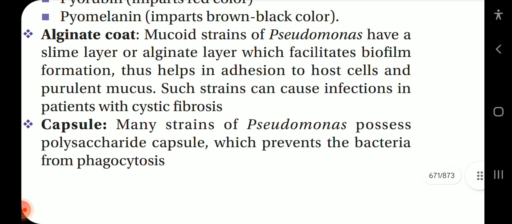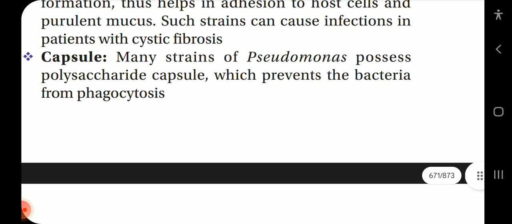Alginate coat. Mucoid strains of Pseudomonas have a slime layer or alginate layer which facilitates biofilm formation, thus helping in adhesion to host cells and purulent mucus. Such strains can cause infections in patients with cystic fibrosis. Capsule. Many strains of Pseudomonas possess a polysaccharide capsule which prevents the bacteria from phagocytosis.